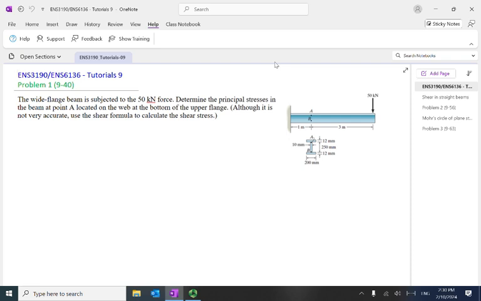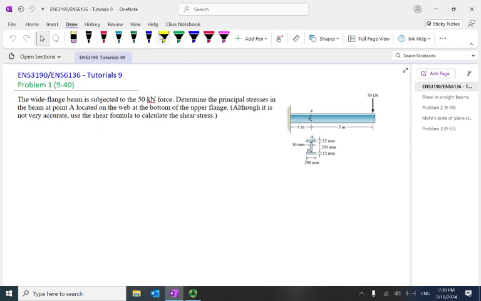So let's see the first question. The wide flange beam is subject to the 50 kilonewton force. Determine the principal stress in the beam at point A, located at the bottom of the upper flange. Although it's not very accurate, use the shear formula to calculate the shear stress.